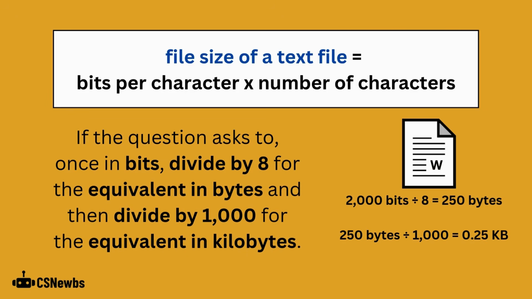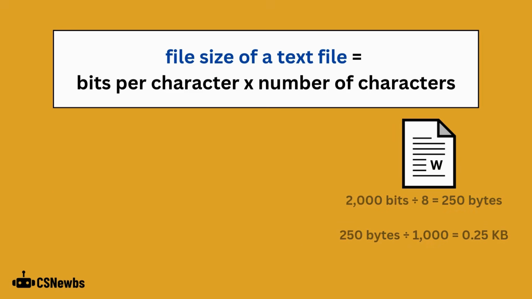Some exam questions may ask you to provide your answer in bytes or kilobytes. To turn bits into bytes, divide by 8, such as 2000 bits divided by 8 to become 250 bytes. Once your answer is in bytes, divide by 1000 to turn it into kilobytes. For example, 250 bytes is the same as 0.25 kilobytes.